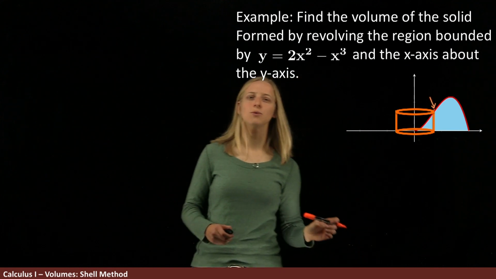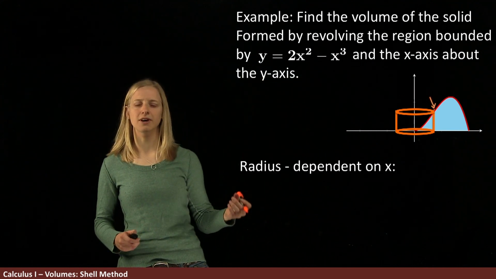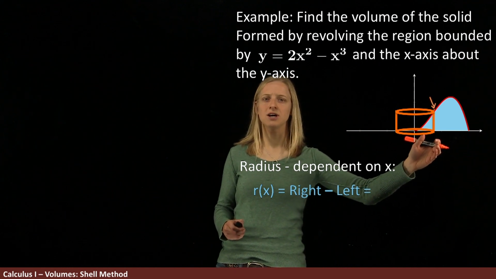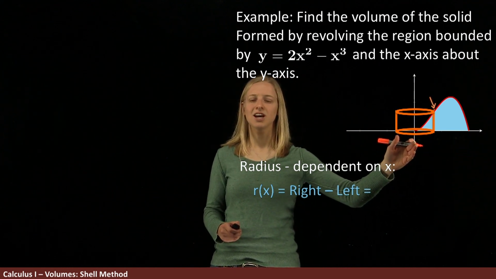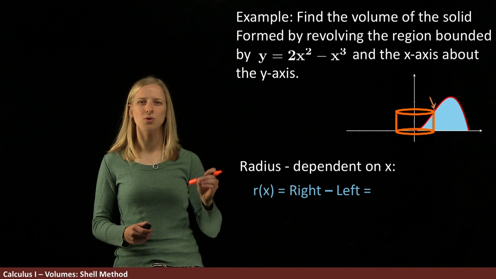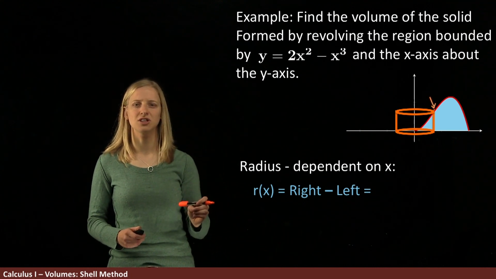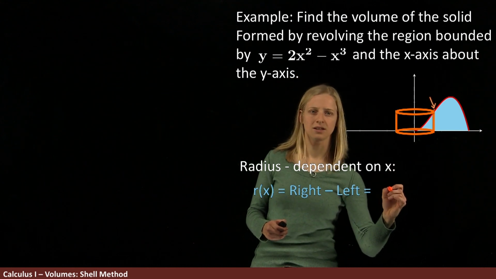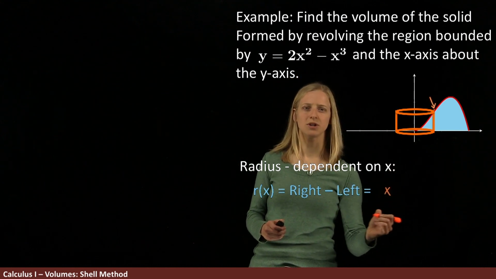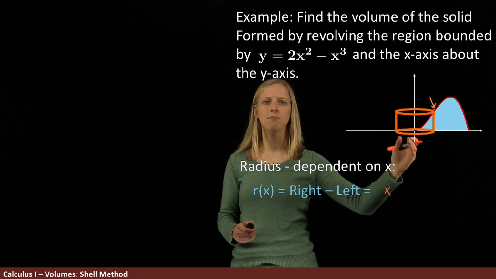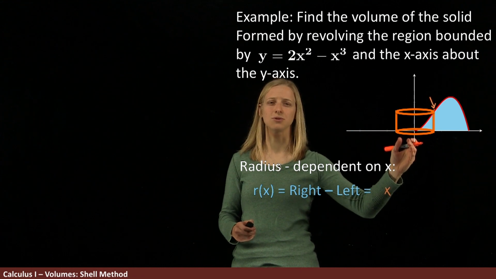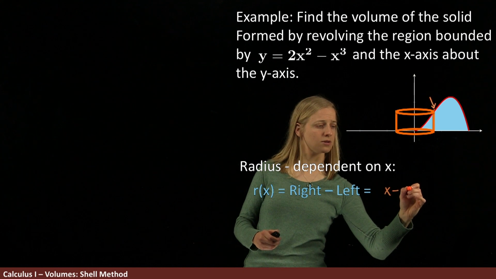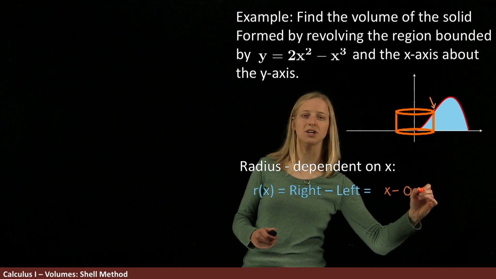And so because of that, we need to find the radius in terms of x. What we're going to do is take the right point minus the left. And one thing to remember is the radius is always the simplest function that you can have. So here, the right point is just x, and then the left point is x equals 0. So we're going to get x.